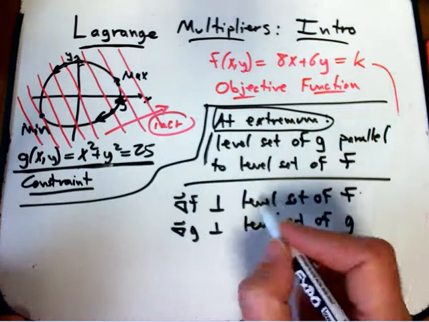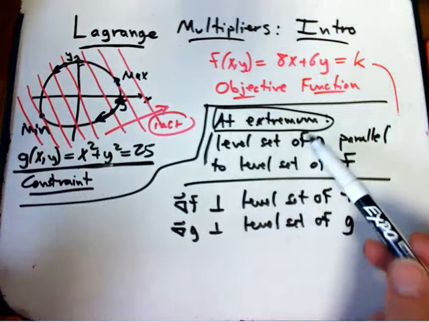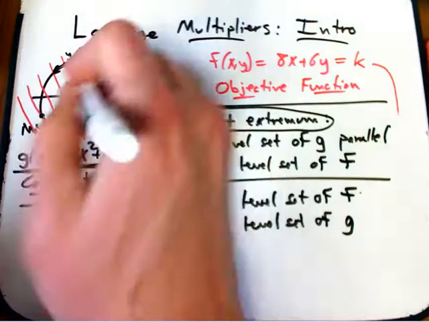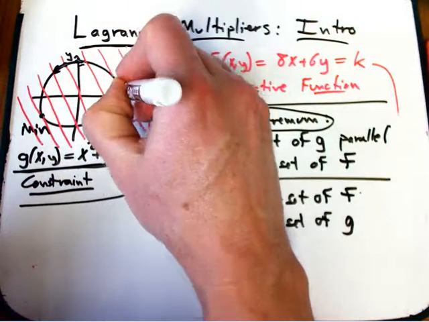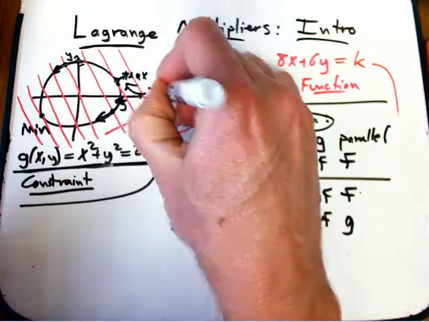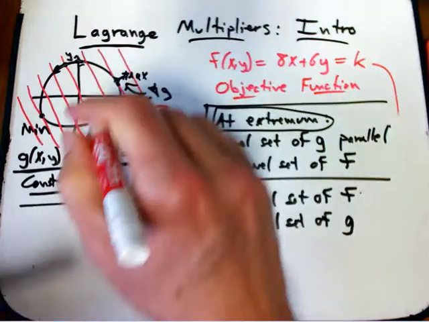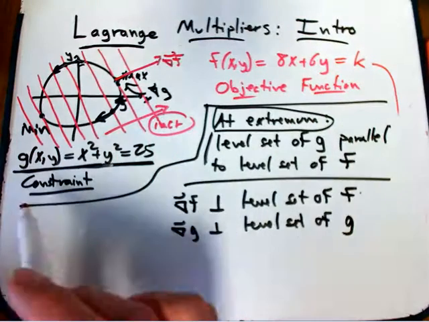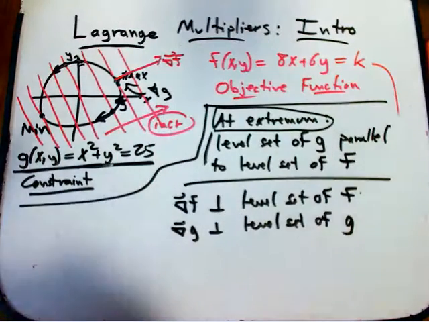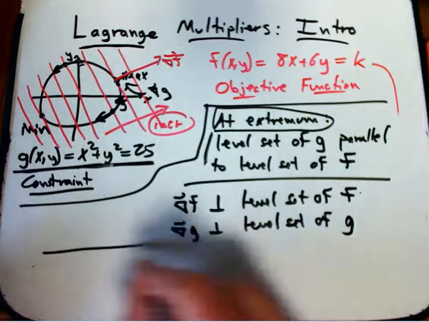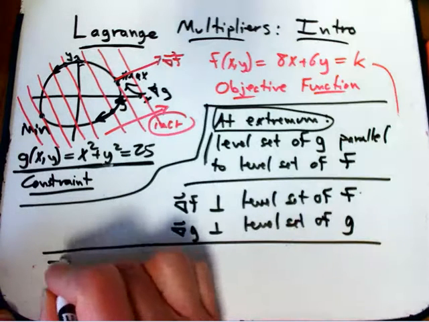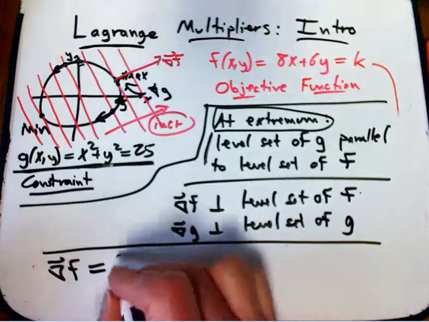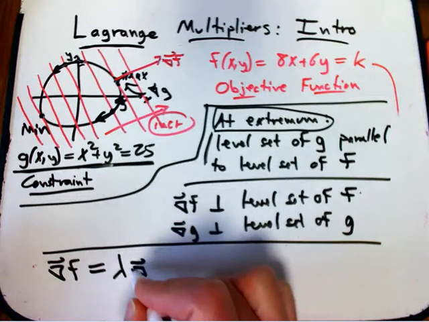Okay, so if the level sets are parallel and the gradients are perpendicular to those level sets, well, here's a gradient of g. Hopefully you can see that. It's getting a little busy. And then maybe here is the gradient of f. They have to be in exactly the same direction. They're parallel to each other. Okay, and that's a very algebraic statement. So they're parallel to each other, or in other words, the gradient of f is some multiple of the gradient of g. And traditionally we use lambda.